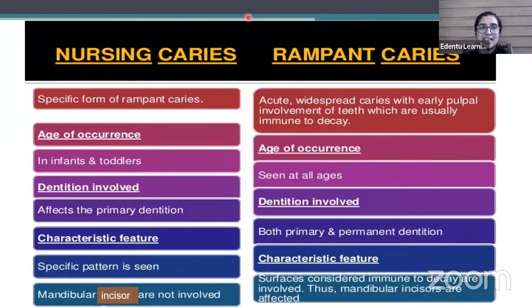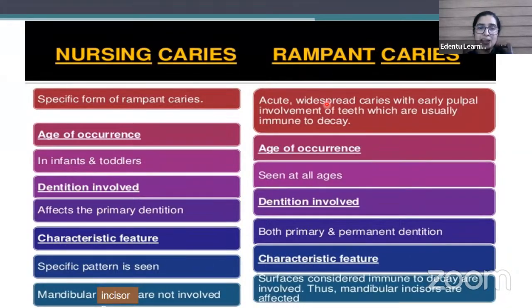Yeah, so this is regarding nursing caries as well as rampant caries, which form the two important parts of early childhood caries. Nursing caries is a subdivision of rampant caries. It is a specific form of rampant caries in which the mandibular incisors are not involved, because of which it is called nursing caries. It is very commonly seen in infants and toddlers, and it affects the primary dentition. A specific pattern is seen, as I just told, mandibular incisors are not involved.